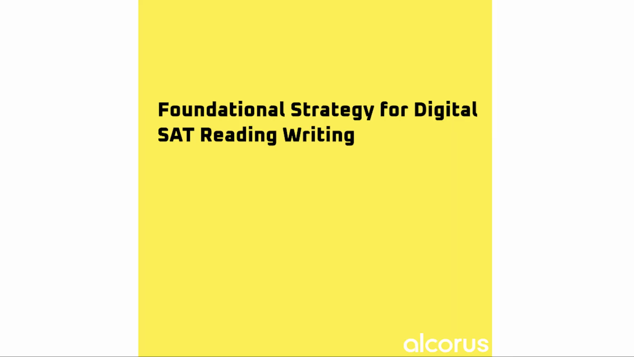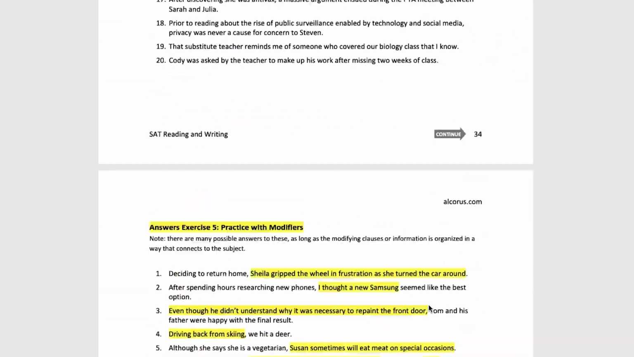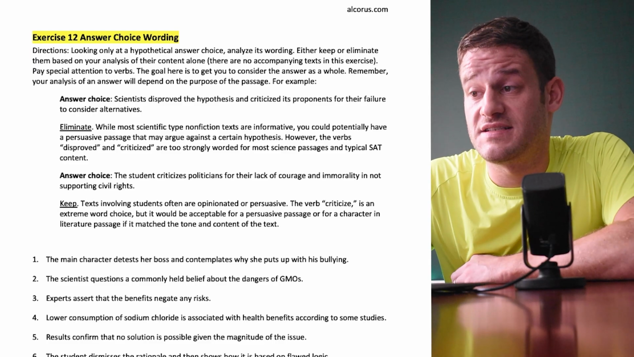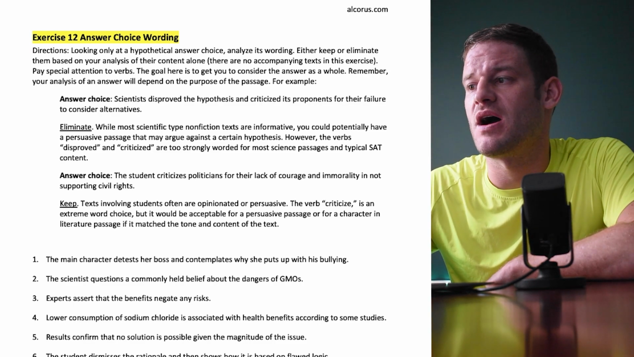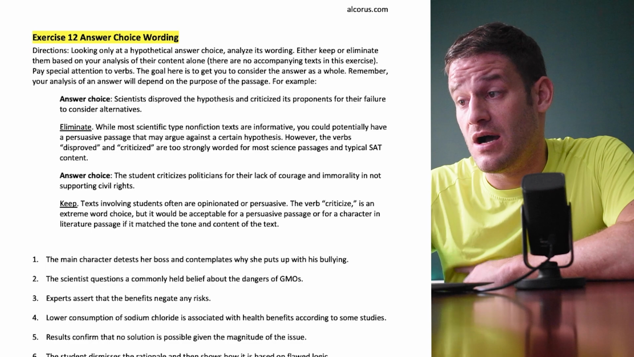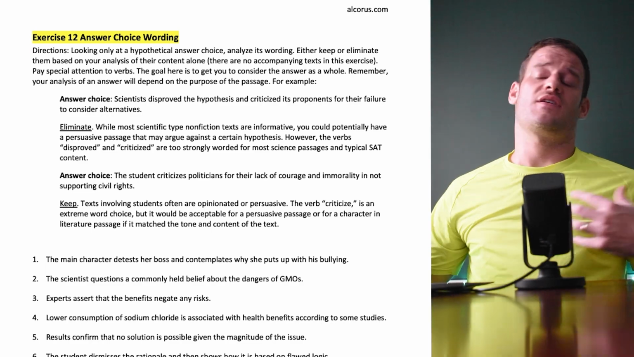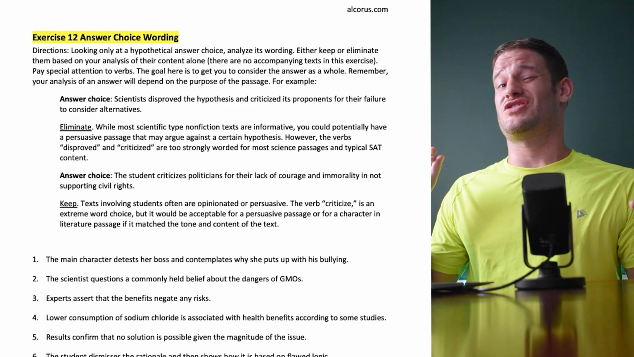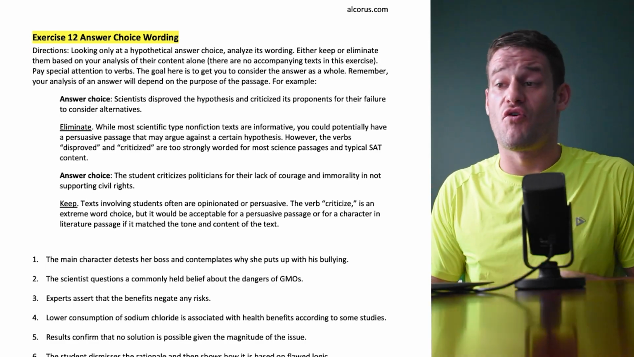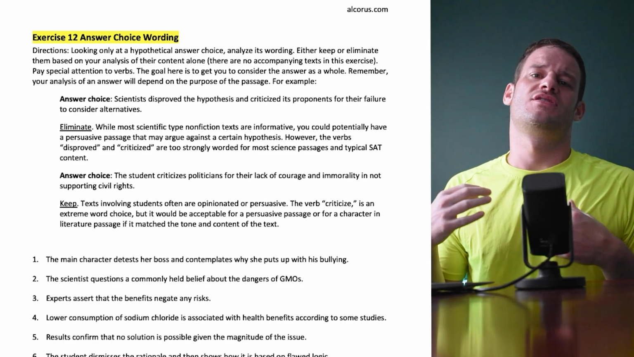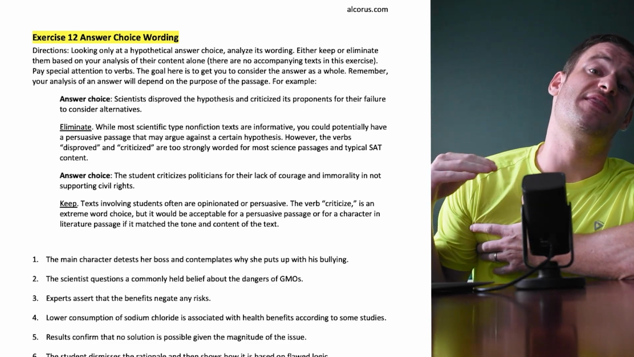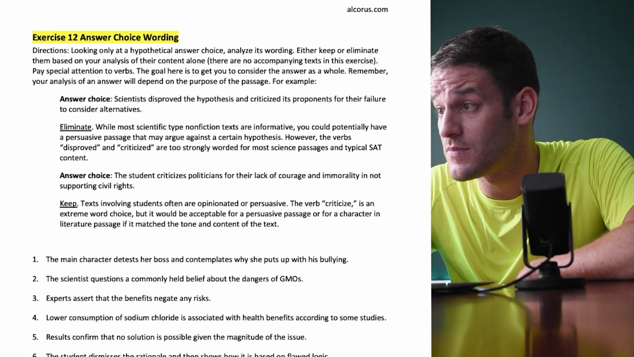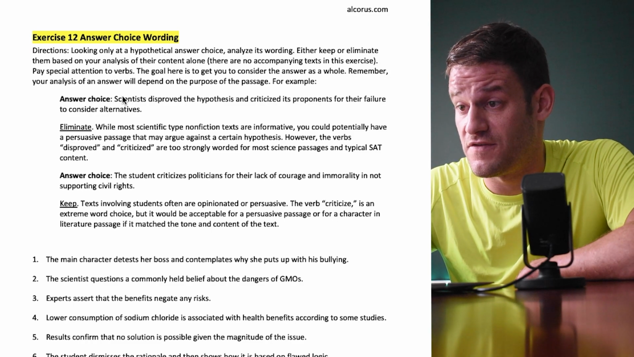If you want to follow along, this is taken from the Foundational Strategy for Digital SAT Reading and Writing. Okay, let's now look at some examples of how you would apply these techniques to some hypothetical answer choices. When we're looking at these answer choices, there is no text. We're just looking at the answer choice for the information, to think about, on a deep level, how the question is worded and what the answer choice might refer to. So we'll look at our first answer choice.